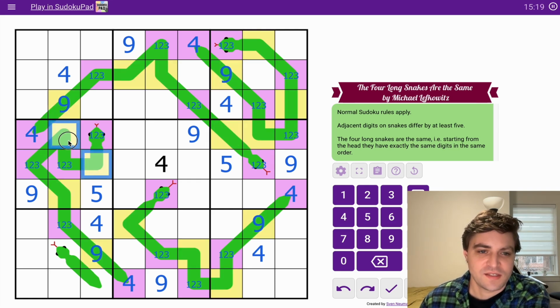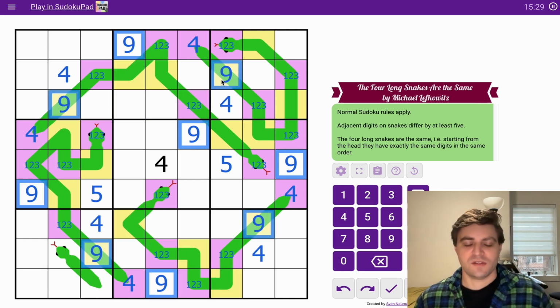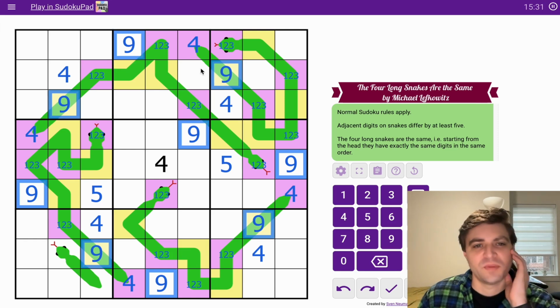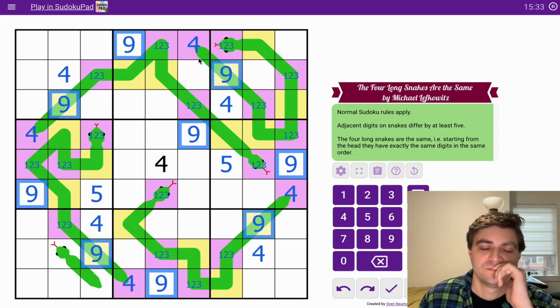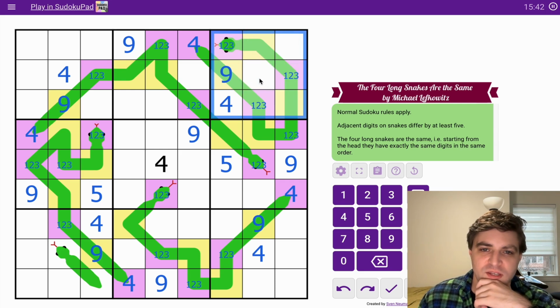But that tells us things like none of the yellow cells on a snake can be a 9 except for the last one. Well, actually, we know where all of our 9s go, so it's not going to help us. But this is good. I wonder now, like a 6, where can a 6 go here?